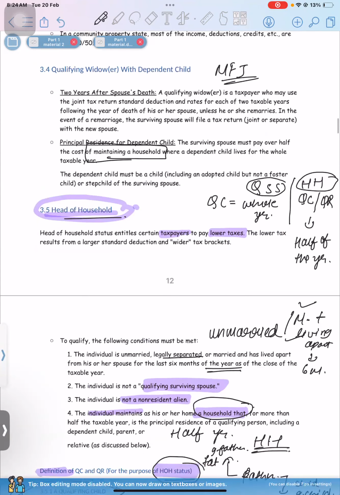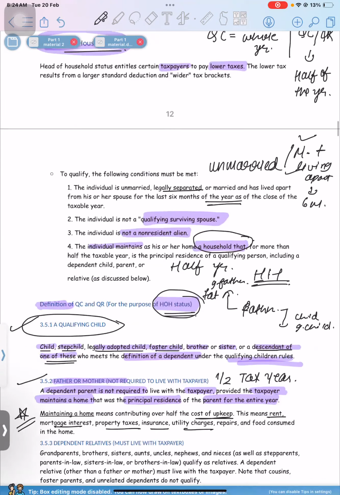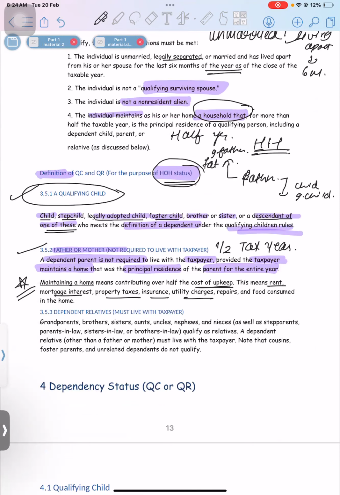Clear, guys? I hope there is no confusion in QSS and HOH status. Yesterday I uploaded MCQs on the Google Classroom. Please make sure to go through the theory. I'll upload the material also, only for the topics we have done today.